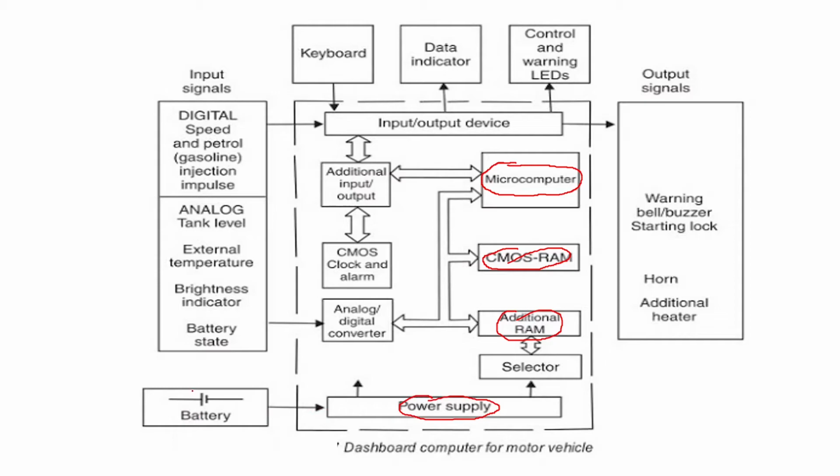So here you have shown a battery. So this is the battery for the vehicle. It is going to give the power supply. This power supply will be used by all the systems here.